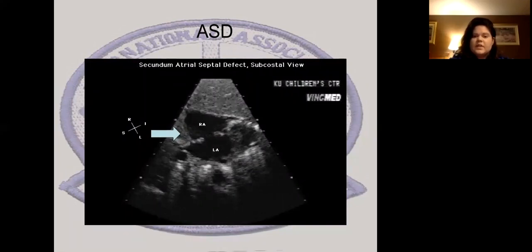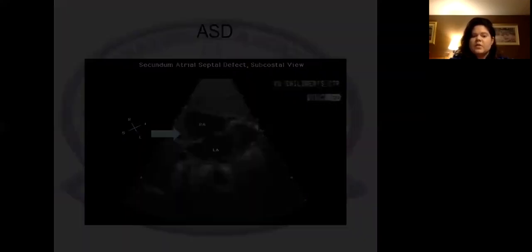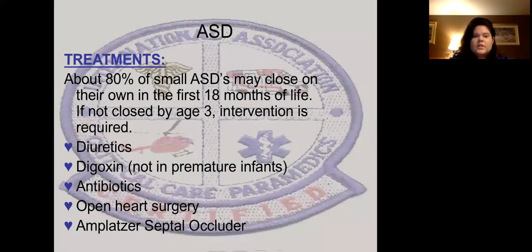And this would be if they did the ultrasound or the echo. So some of the treatments, about 80% of the smaller ones, they could close on their own after the first 18 months. And then if they aren't closed by the age of 3, then there must be a procedure that takes place.